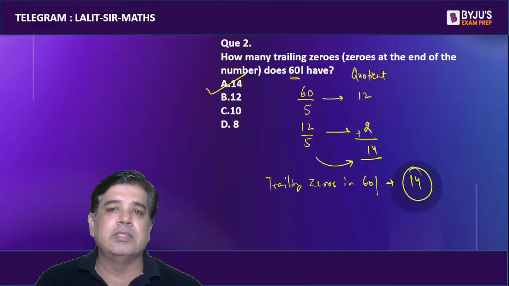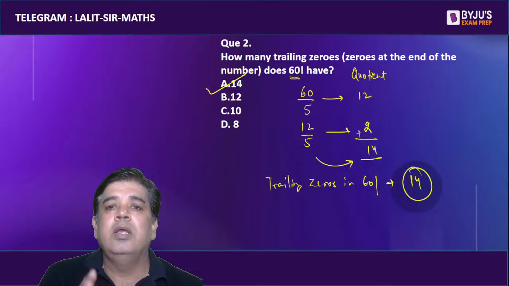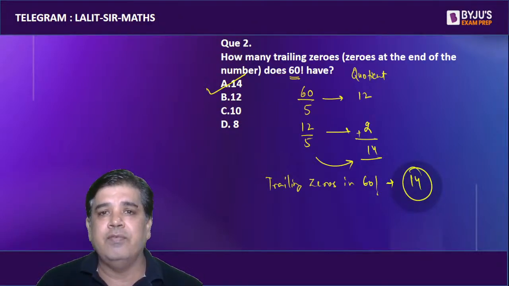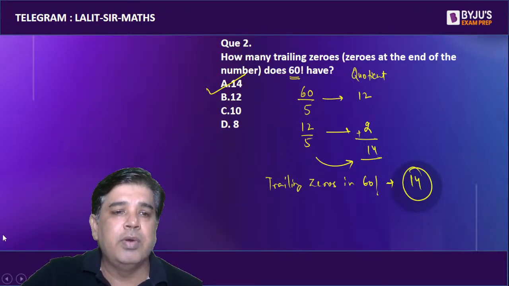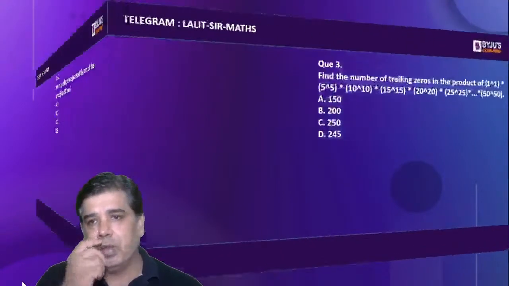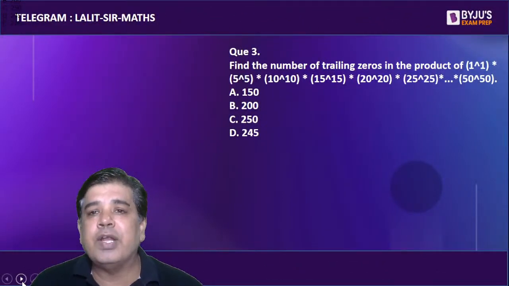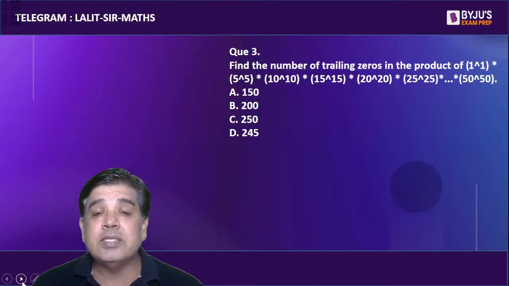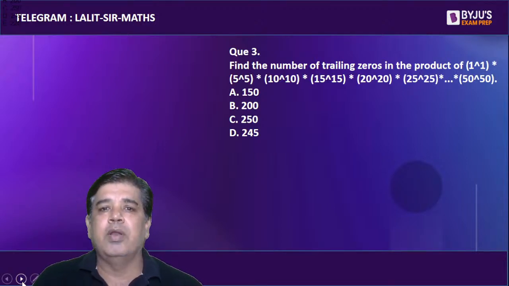A very simple concept now, because we understand why we are dividing by 5, why we are finding the number of 5s. Okay, this is not a factorial. We have a whole series, and in this series again what matters is the number of 5s. So we will be calculating the number of 5s.